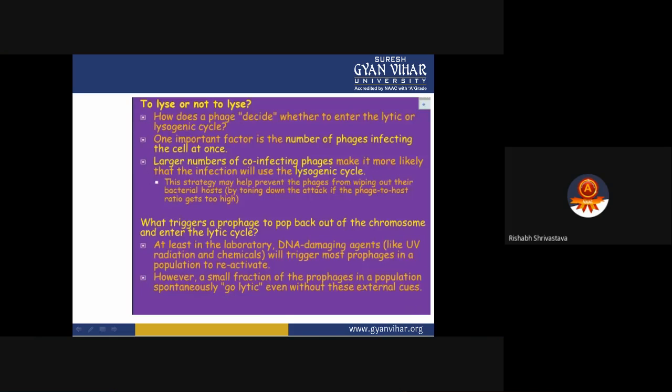What triggers a prophage to pop back out of the chromosome and enter the lytic cycle? At least in the laboratory, DNA damaging agents like UV radiation and certain chemicals will trigger most prophages in a population to reactivate. However, a small fraction of the prophages in the population spontaneously go lytic even without these external cues.